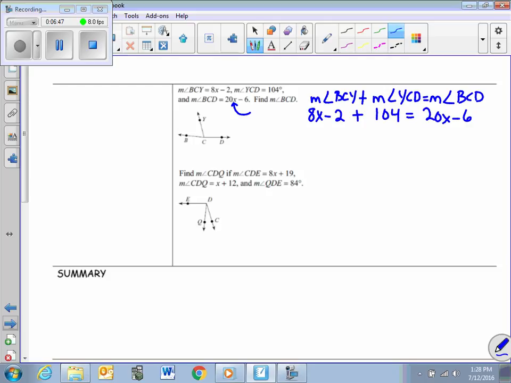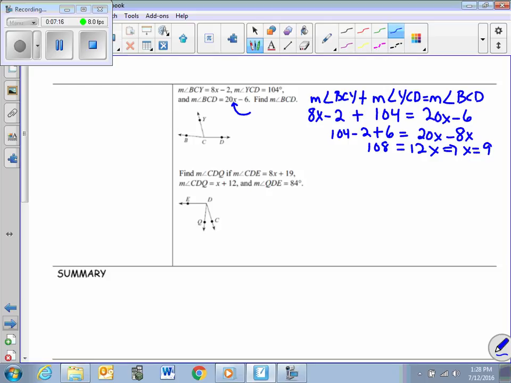So why don't we do this? Why don't we keep our numbers on the left and get our x's on the right? So we'll have 104 minus 2 plus 6 equals 20x minus 8x. So 102 plus 6 is 108. 20 minus 8 is 12x. And that tells me that x is going to be 9.